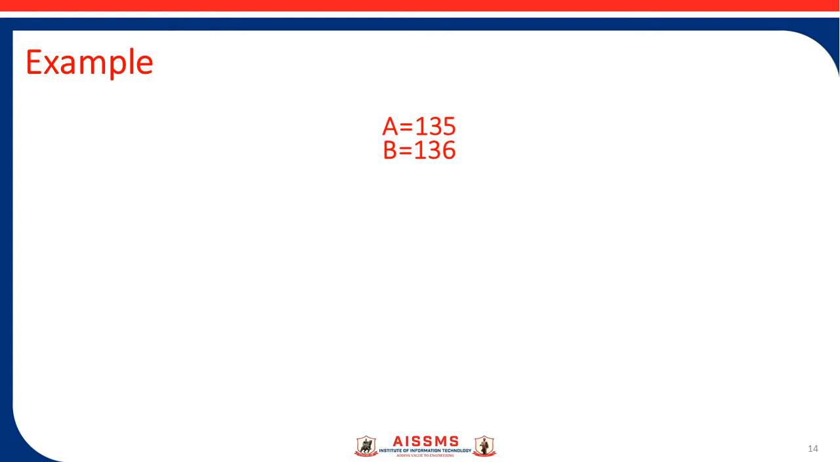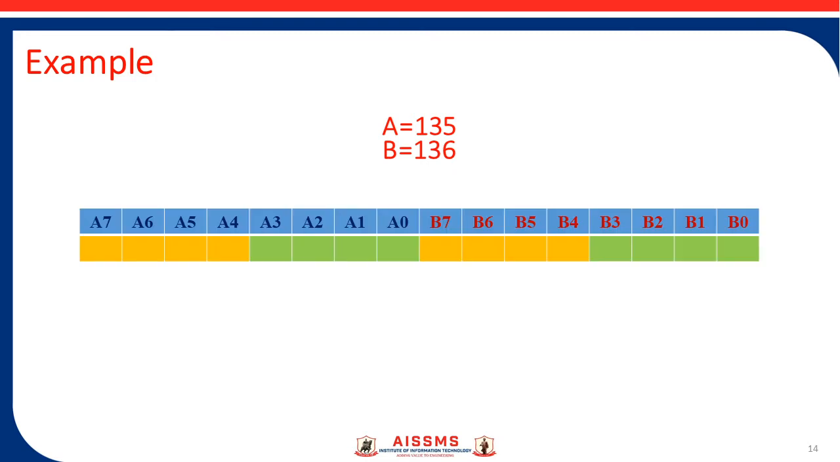First of all, write down 135 and 136 as binary numbers using 8 bits. So 8 bits are represented for A and B like that. That is, A0 to A7 are the 8 bits for A and B0 to B7 are for B. The first IC will compare the lower 4 bits, that is A0 to A3 with B0 to B3, and the second IC will compare the upper 4 bits, that is A4 to A7 with B4 to B7.